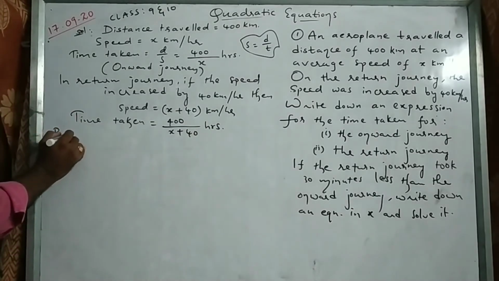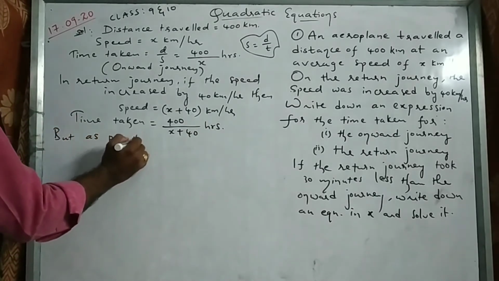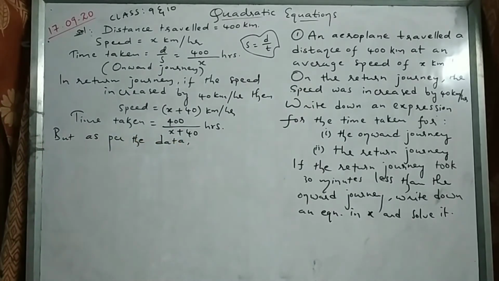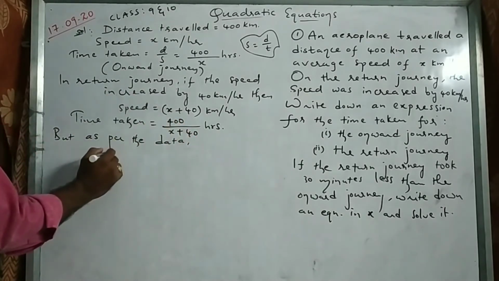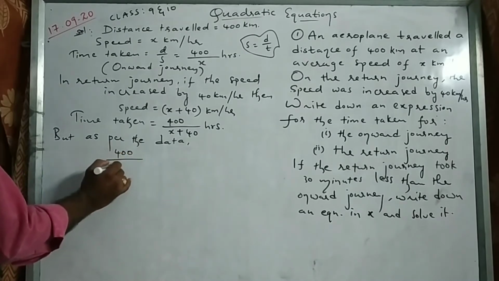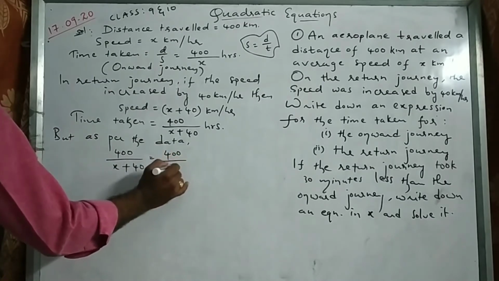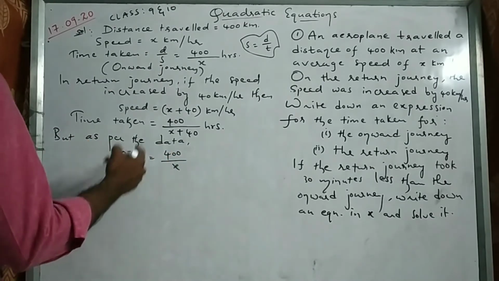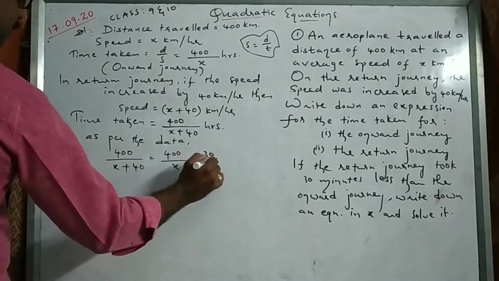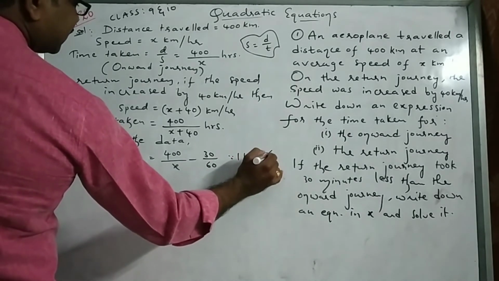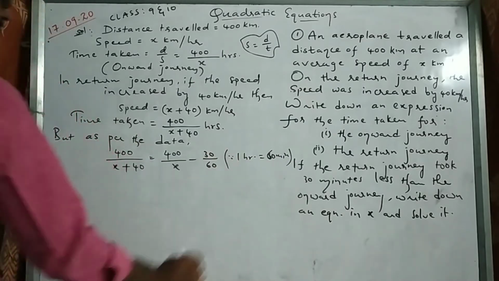But as per the data, what is the condition given here? The return journey took 30 minutes less. This is the time taken for the return journey. Return journey is equal to onward journey, how much? 400 by x. Return journey took 30 minutes less. Minutes we should change into hours, since 1 hour equal to 60 minutes. So 30 by 60 I will write.